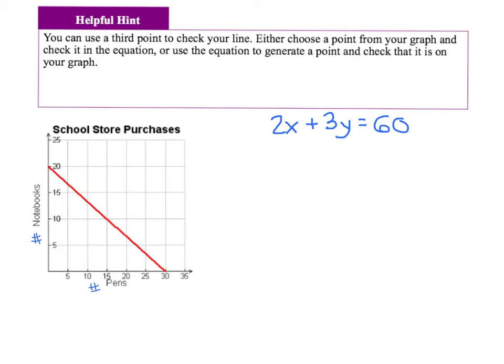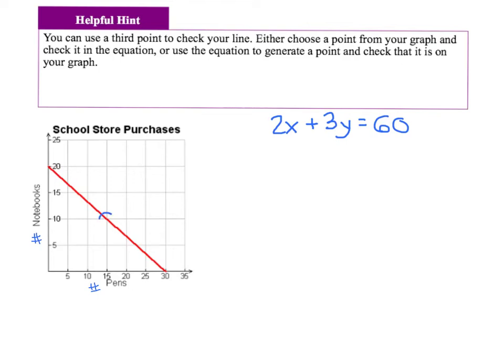Well, now I want to get into how to check your work to make sure that you have graphed your linear equation correctly. So if you read the helpful hint here, it says that you can either choose a point from your graph and plug it into the equation, or you can use your equation to get a point and check it on the graph. So let's do the first hint. If I choose a point from the graph and plug into the equation, it should work.